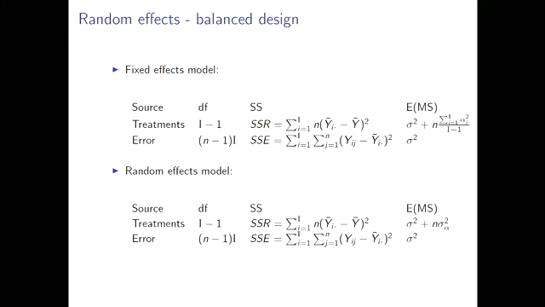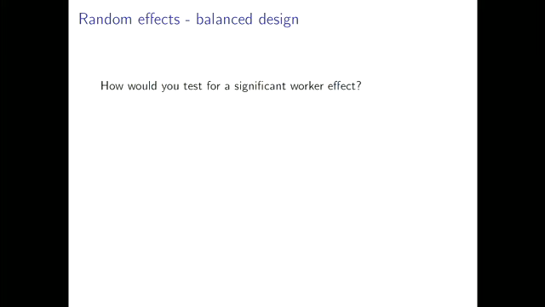So here's the fixed effects model. And they don't look that much different. Really, we're going to come up with a treatment and an error sum of squares. The expected mean square for our treatments is going to have both the overall variation plus some additional stuff due to the difference between the different treatments, in this case, the different workers. They're not that different in appearance at the moment. So let's have a think about how we would test for a significant worker effect under both models.